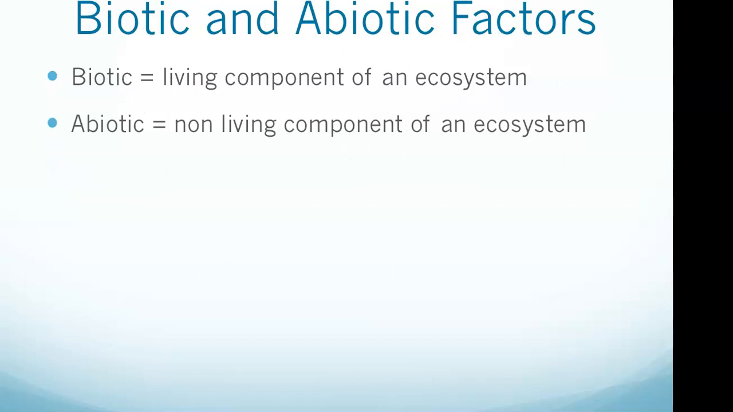Biotic and abiotic factors. River temperature is an example of an abiotic factor, which means it's a non-living component of an ecosystem, while salmon population is a biotic factor, which means it's a living component of an ecosystem.